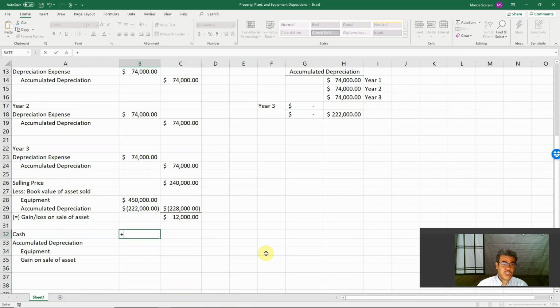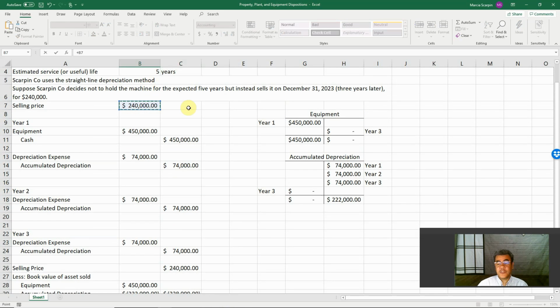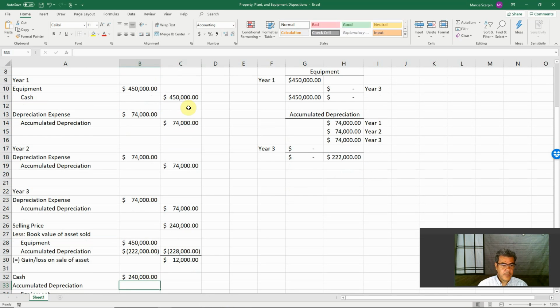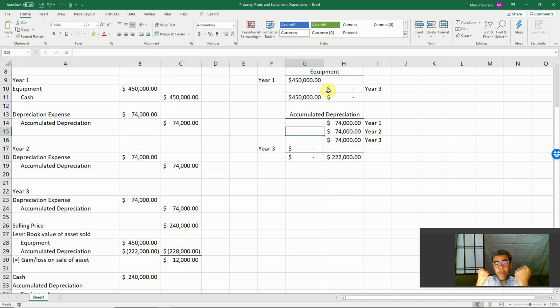So, okay, let's do our journal entry. First of all, cash, the selling price, 240. We need to close the equipment and we need to close accumulated depreciation, because if we are selling our equipment, we have no more equipment, we have no more balance on equipment account. If we don't have equipment, we don't have accumulated depreciation.